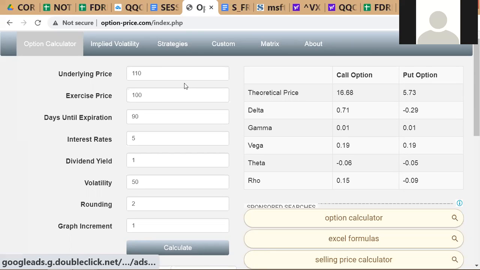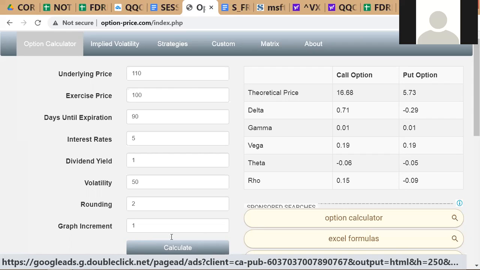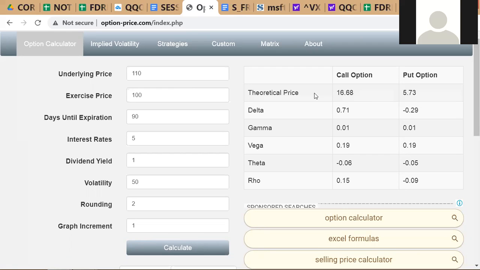Okay, let's do early exercise here. Now the option premium is 16.68. Now if I do early exercise, how much money do I make?